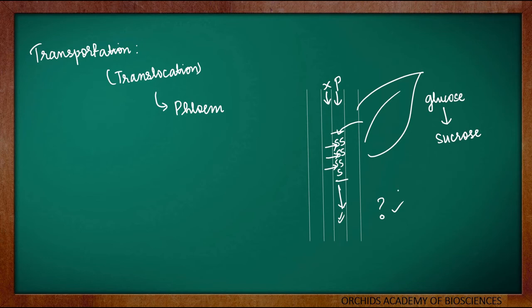So now the sucrose will come over here, and again after reaching this place, the sucrose will get converted to glucose and will be utilized by the cells in that place. So this is how the food is transported in plant. With that, we come to the end of the transportation in plants.